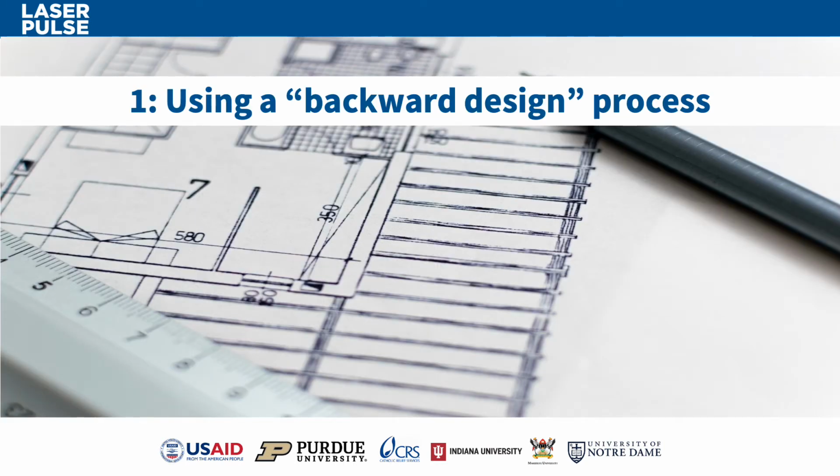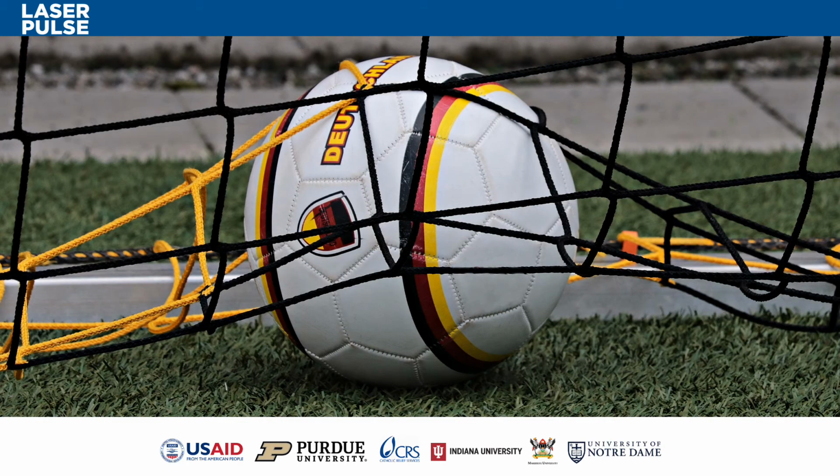One method for designing an engaging and impactful training is to deploy a backward design process. This section of the module explores this concept. Backward design refers to the idea of beginning your training design by articulating the learning outcomes of your training. In other words, begin with the end goal in mind.